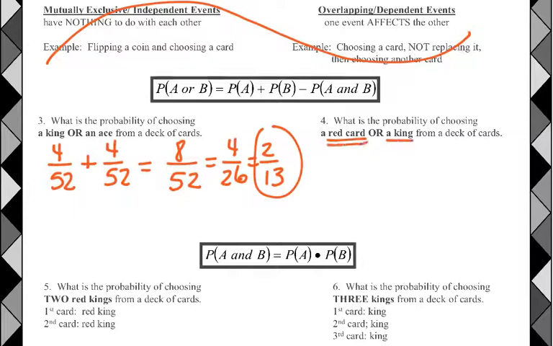But here, if I say a red card or a king, there's 26 red cards, there's 4 kings, but what do you have to remember?